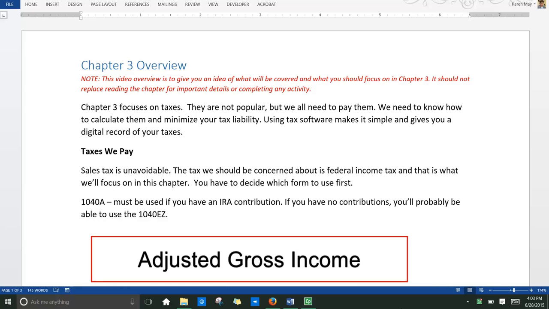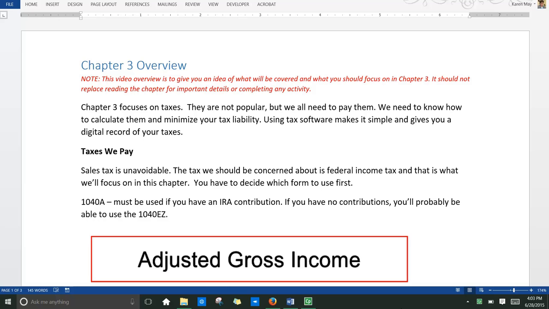Chapter 3 focuses generally on taxes. They are not popular, but we all need to pay them. We need to know how to calculate them and how to minimize your tax liability. Using tax software such as TurboTax makes it simple and gives you a digital record of your taxes. Sales tax is unavoidable. The tax we should be concerned about is federal income tax, and that is what we'll focus on in this chapter.